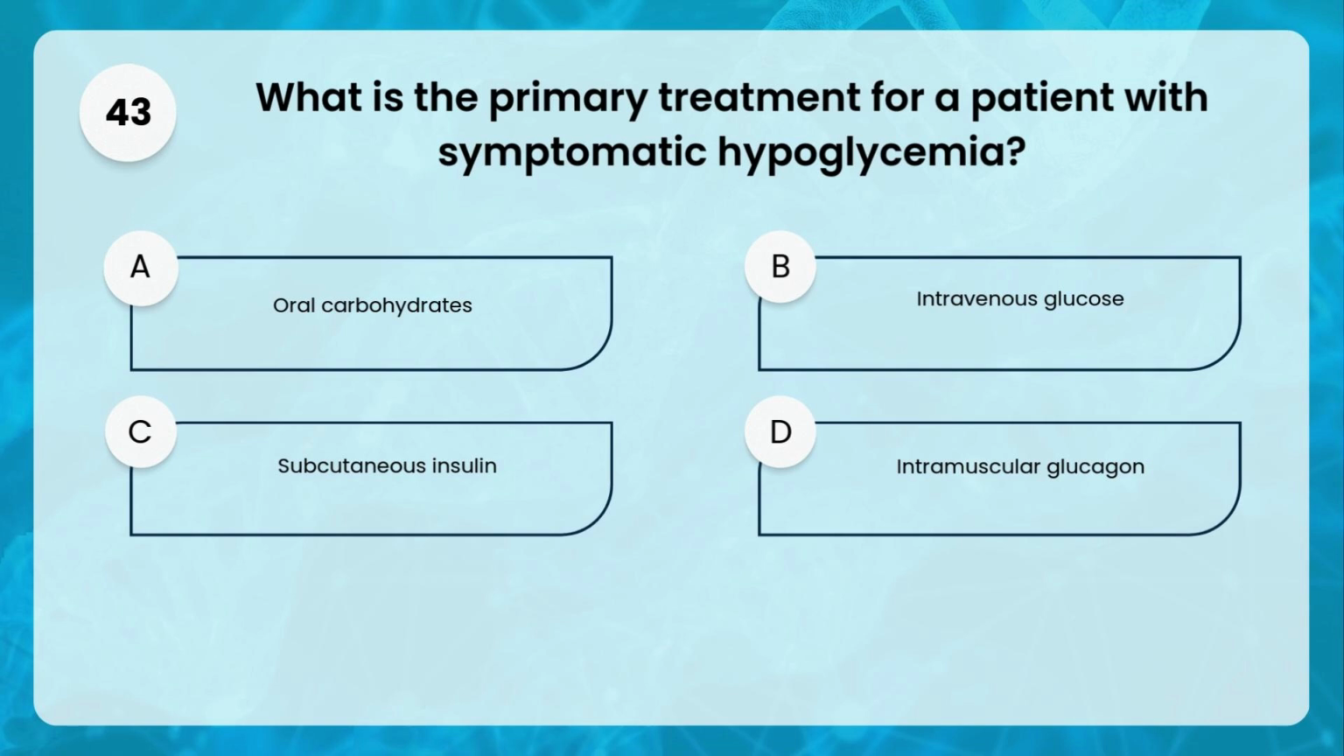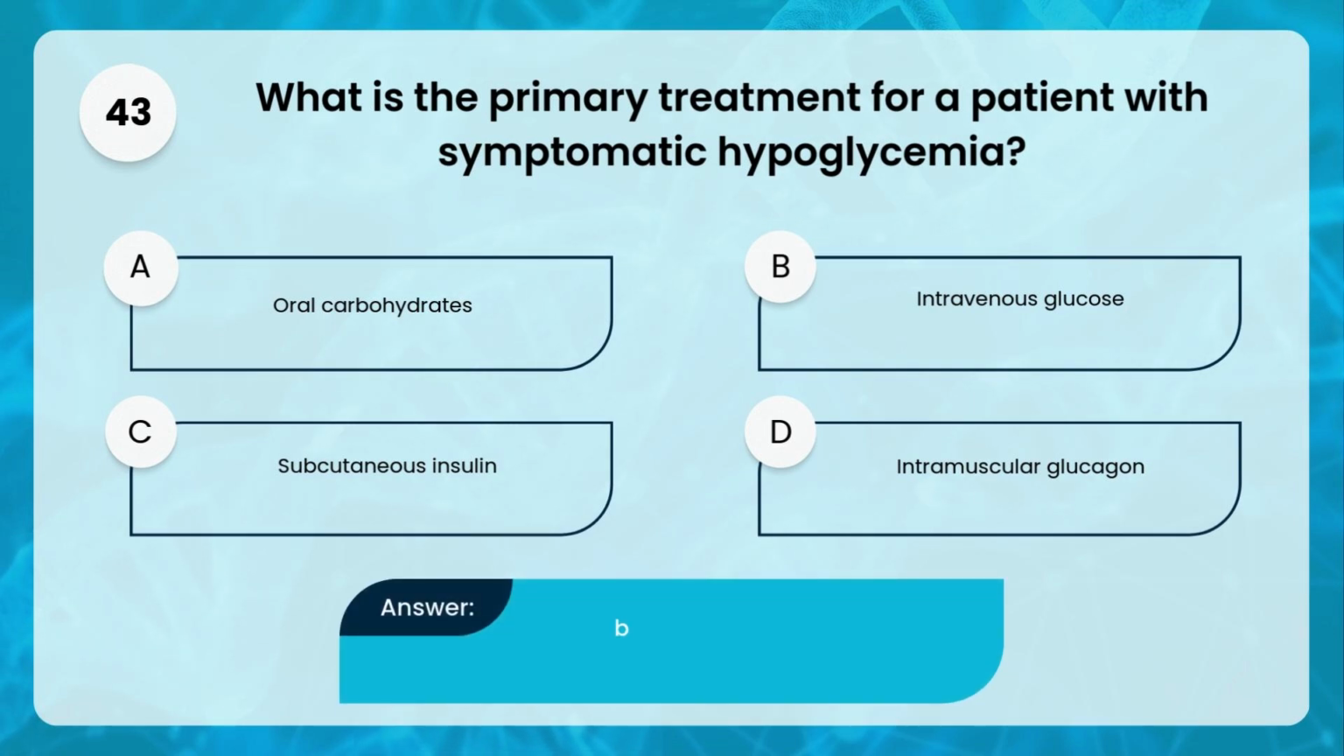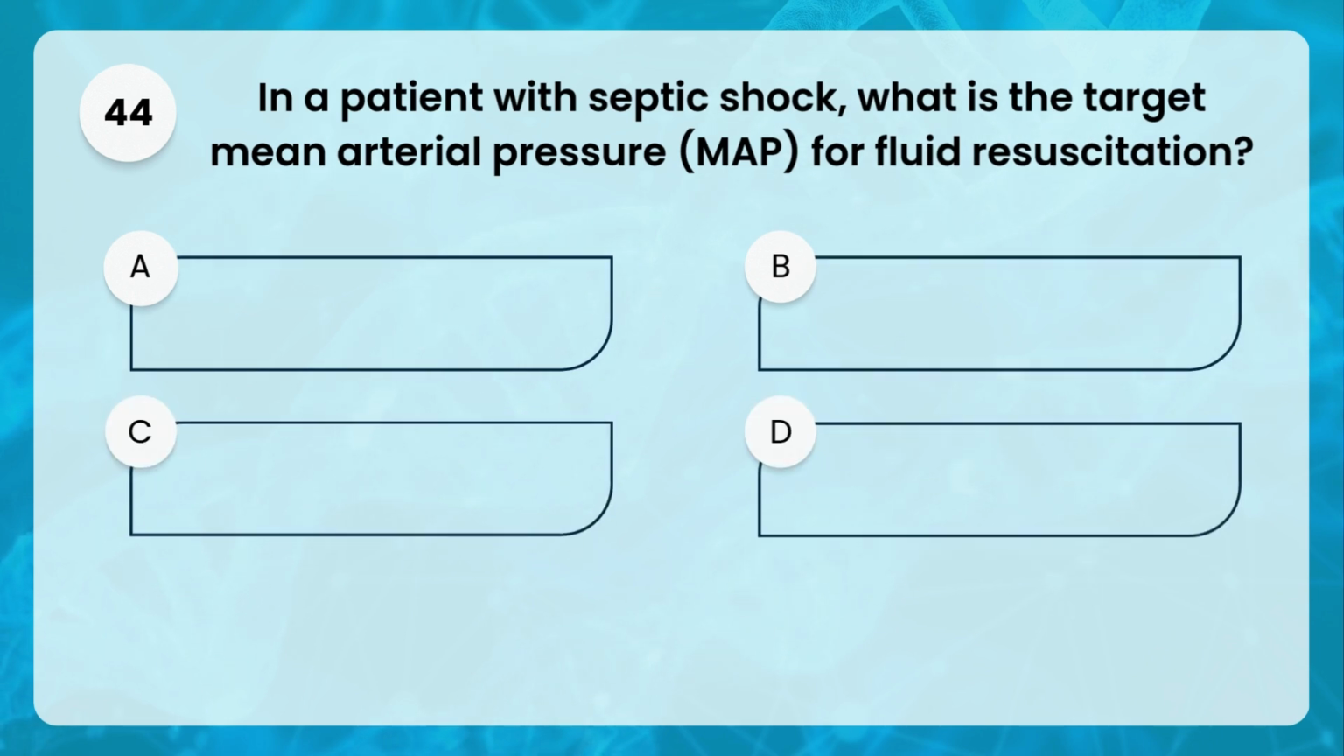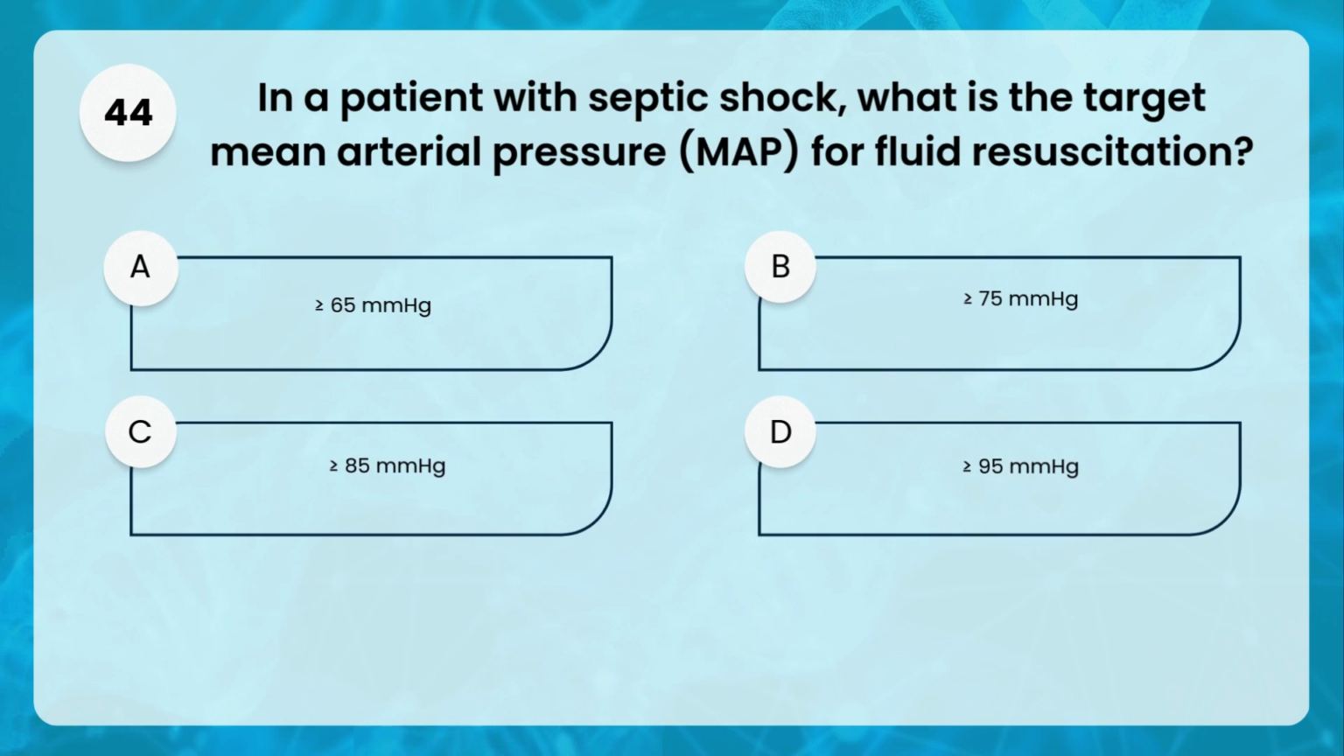Subcutaneous insulin, or D. Intramuscular glucagon? The answer is B. Intravenous glucose. Number 44. In a patient with septic shock, what is the target mean arterial pressure, MAP, for fluid resuscitation? A. Greater than or equal to 65 millimeters of mercury, B.